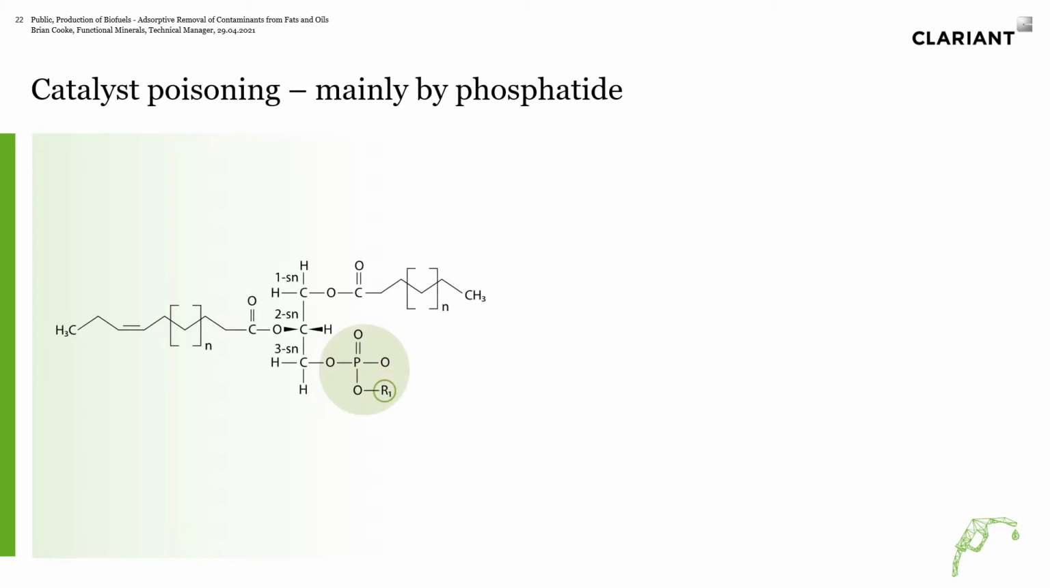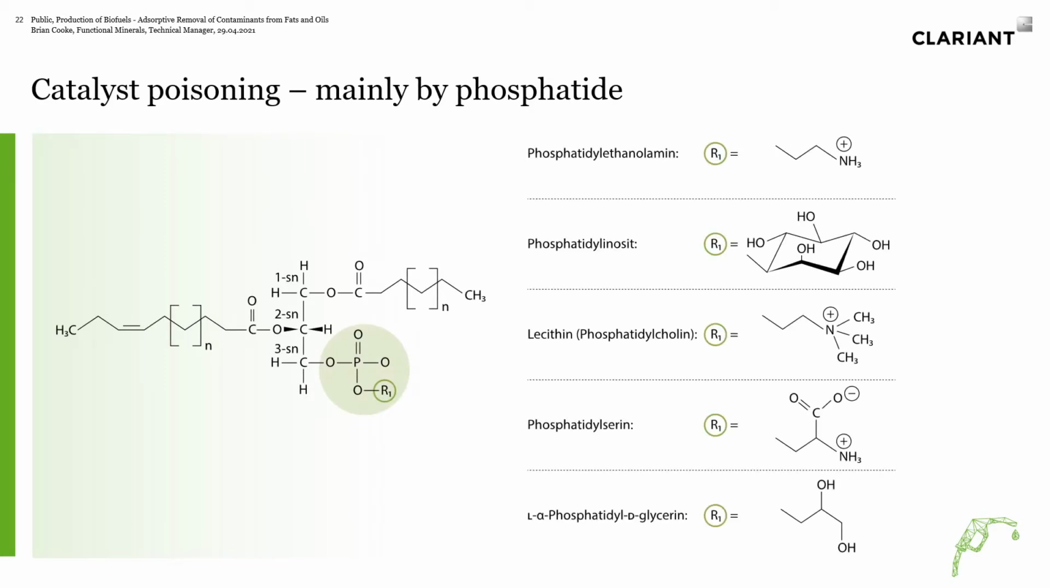As I've talked about a little bit, the catalyst poisoning is mainly by the phosphatide compounds. These are some examples of phosphatides here on the right. I'm not going to go into detail on each one of them, but there are some that are most prevalent, like lecithin. You might be familiar with that, but these compounds contain phosphorus, which can poison the catalyst and decrease the life of the catalyst.